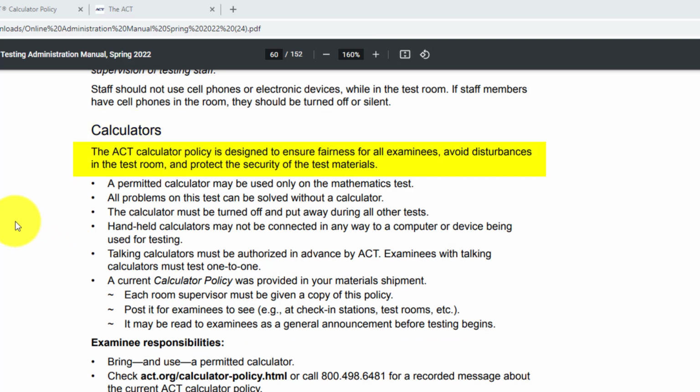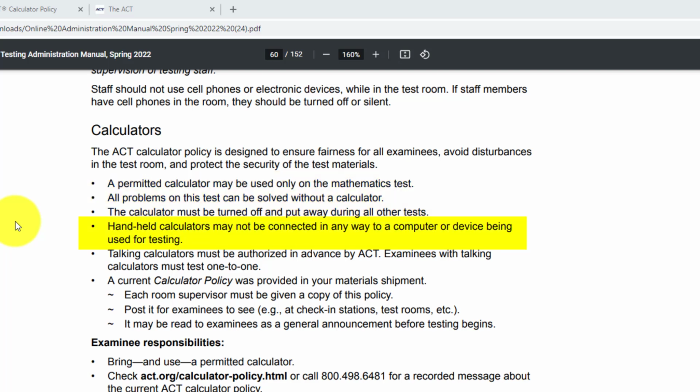The ACT calculator policy is designed to ensure fairness for all examinees, avoid disturbances in the test room, and protect the security of test materials. A permitted calculator may be used only on the mathematics test. All problems on this test can be solved without a calculator. The calculator must be turned off and put away during all other tests.